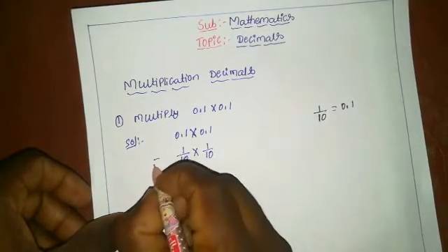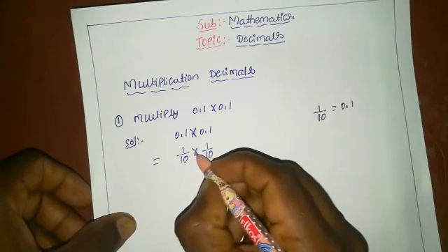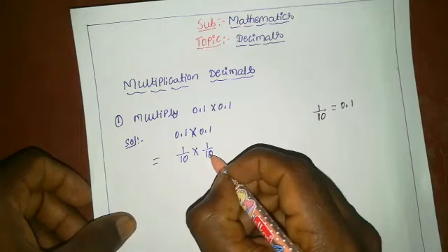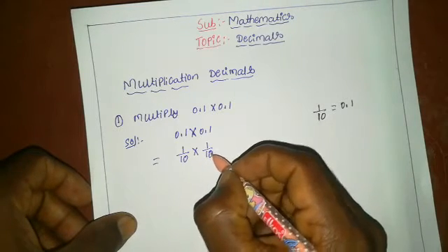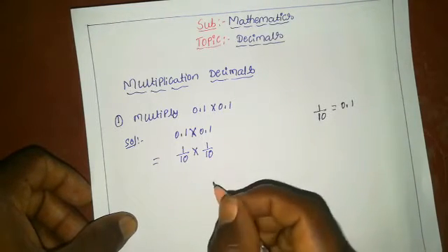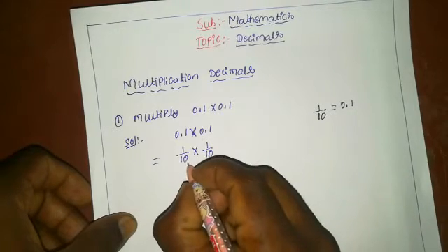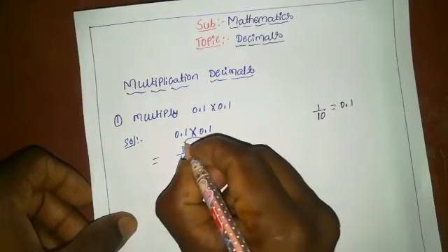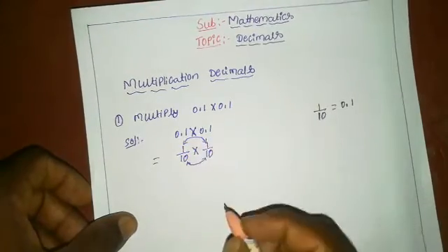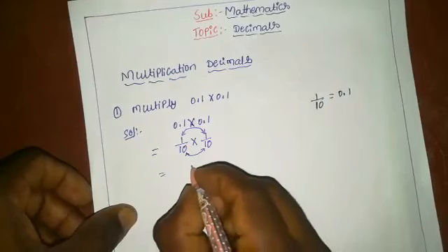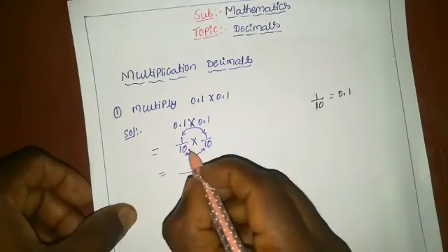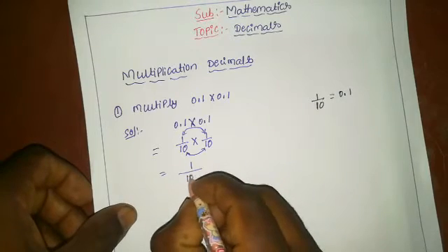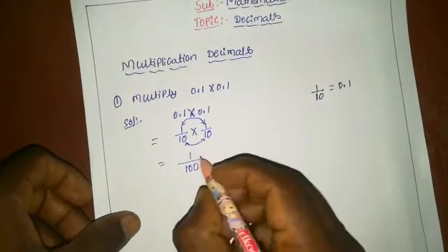Now 1 by 10 into 1 by 10, this is a fraction. 1 by 10 is a fraction and 1 by 10 is also another fraction. We know how to multiply fractions: we multiply the numerator by the numerator and the denominator by the denominator. 1 into 1 is 1, and in the denominator 10 into 10 is 100. Now 1 by 100.